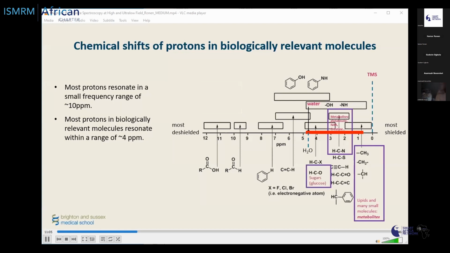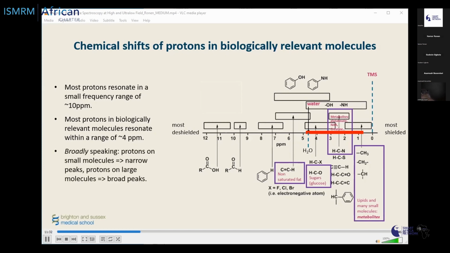We also have many sugars, for example, glucose, or another important molecule that is myoinositol, and these are protons that are linked to carbon, that are linked to oxygen, and they will resonate anywhere between 3 ppm and 4.5 ppm. And then we have the non-saturated fat carbon, so this double link between carbons and the hydrogen that is attached to them actually resonates at a frequency that is slightly higher than that of the water.